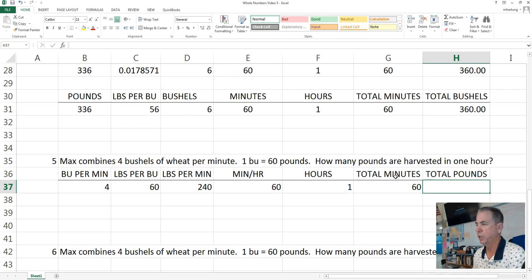Those of you that are saying, well, I need to take how many pounds I can do in 1 minute and multiply it times the total minutes, you would be correct. 240 pounds per minute times how many minutes? 60 minutes.